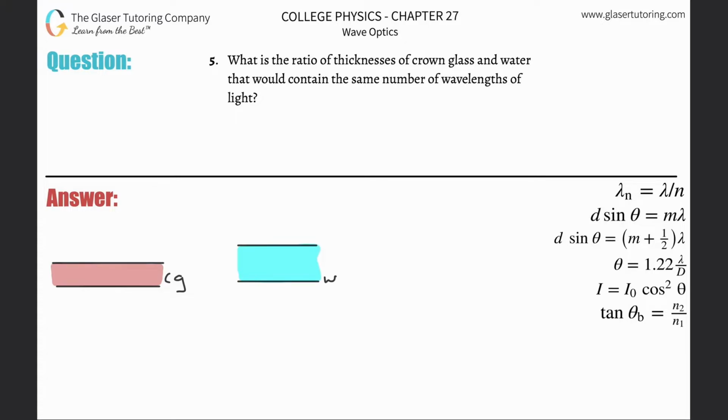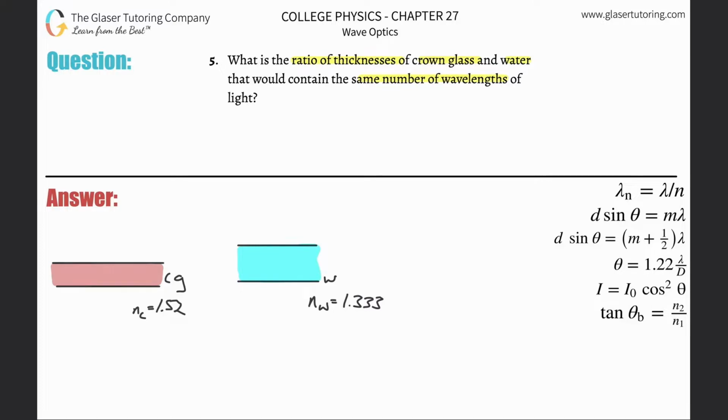Number 5. What is the ratio of thicknesses of crown glass and water that would contain the same number of wavelengths of light? All right, so the whole idea is this. We first have to know some of the indices of refraction here. For crown glass, the index of refraction is 1.52. That's the n for crown glass. And for water, it's going to be 1.33.